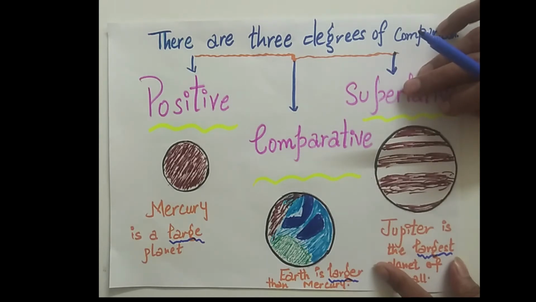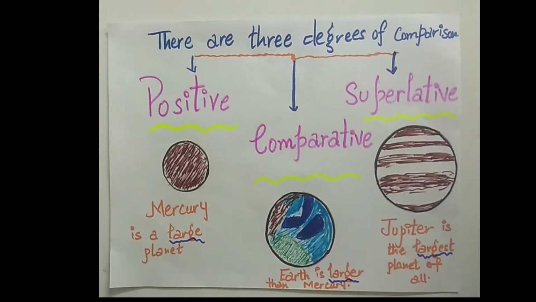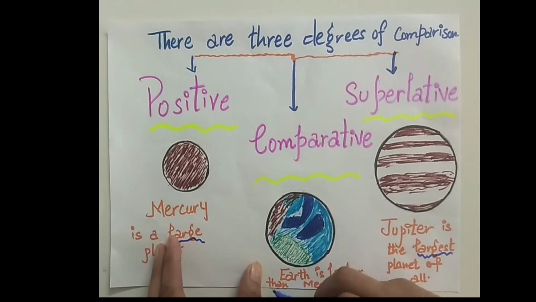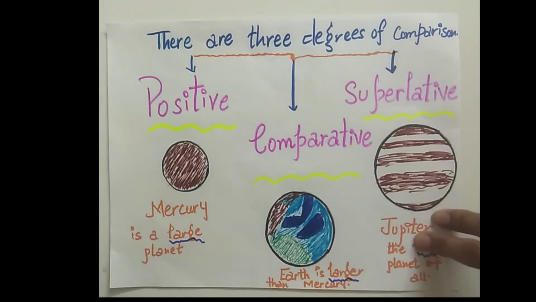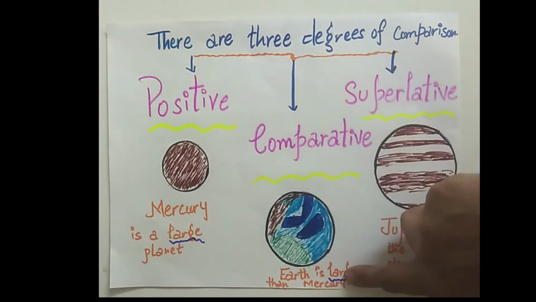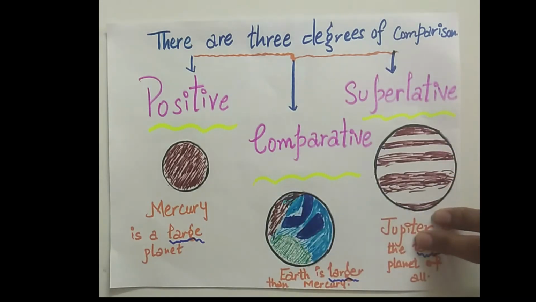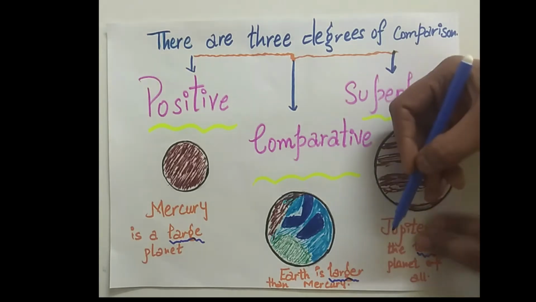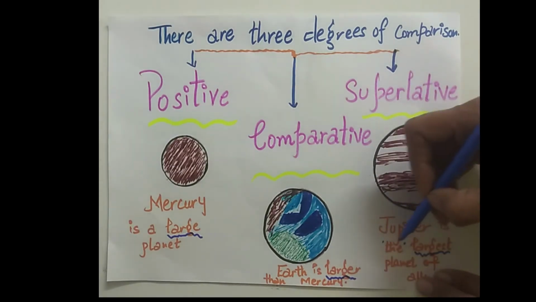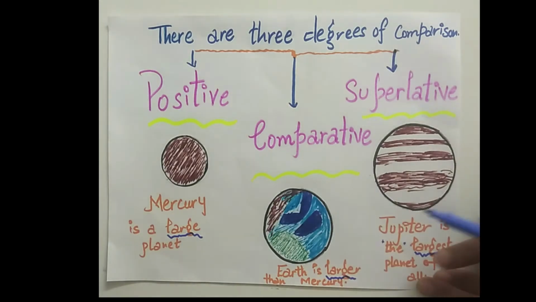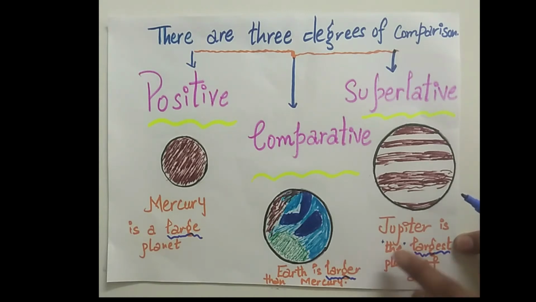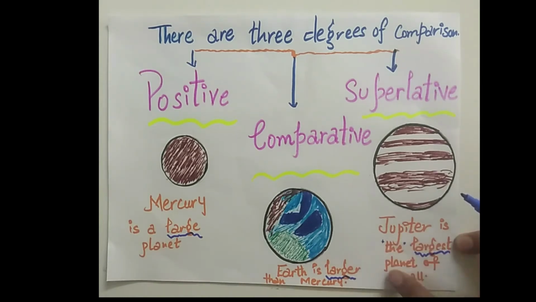When we compare two similar things, we use a comparative adjective followed by than. Just see over here, I have written THAN, than. There should be two similar things, then we use than. But when comparing two or more similar things, the definite article the, I have written here the, is used before the superlative degree or superlative adjective. As I have written, Jupiter is the largest planet of all.